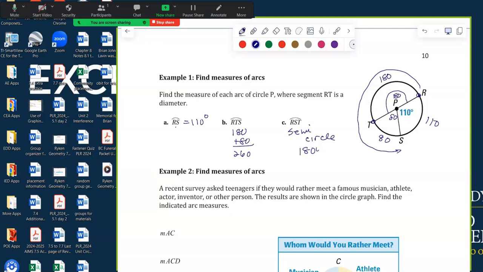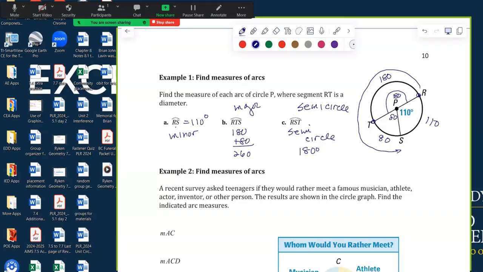And a semicircle has to be 180 degrees. Okay, so this is a minor arc, this is major, and this is a semicircle. Notice how a semicircle is also 180 degrees and it also has 3 letters. So that's 80. Okay, so let's keep going.